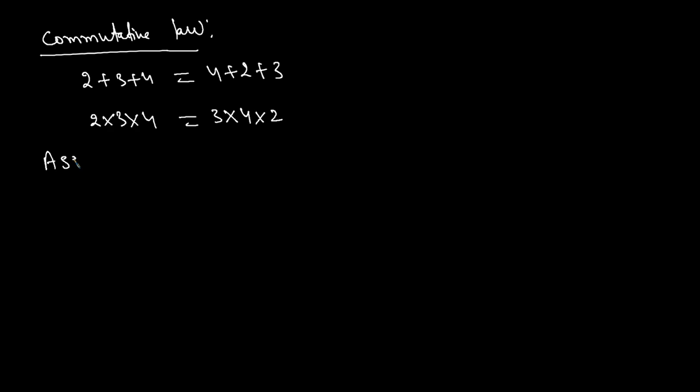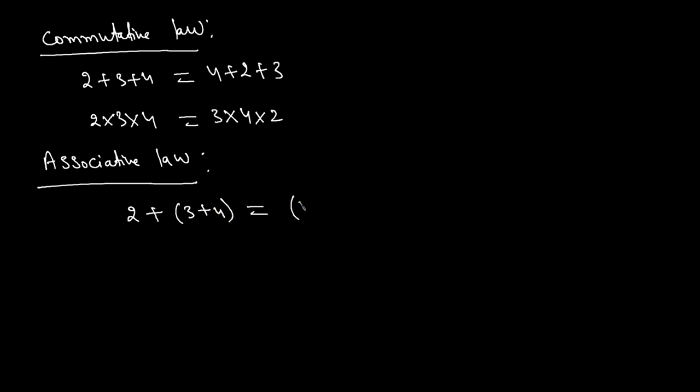The second one is the associative law. When adding or multiplying, grouping does not matter. So this is about the grouping. For example, 2 plus (3 plus 4) will still give me the same answer if I group 3 plus 2 here and add 4. Same thing with multiplication: I group 2 and 3, then multiply by 4, or I group 3 and 4, multiply by 2. Grouping does not matter, it still gives me the same answer.